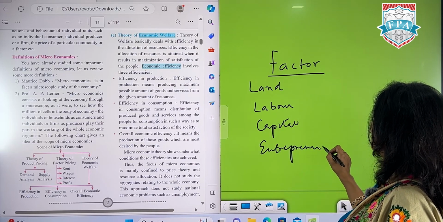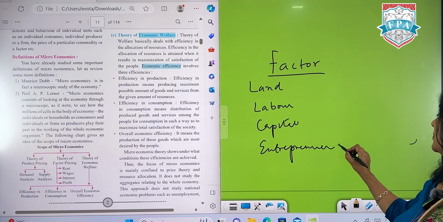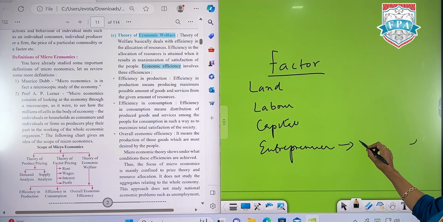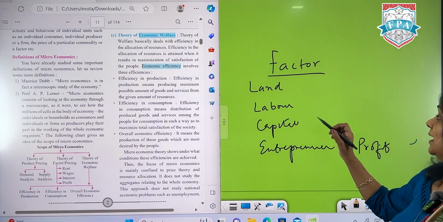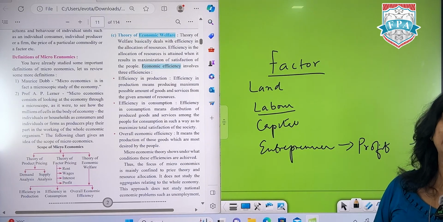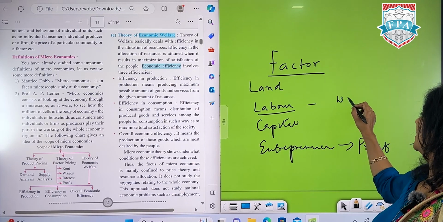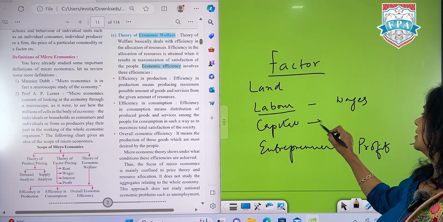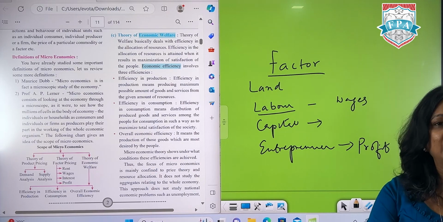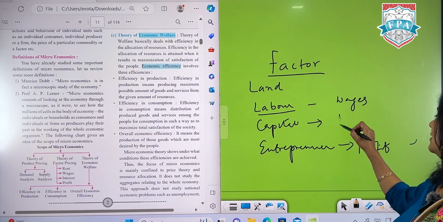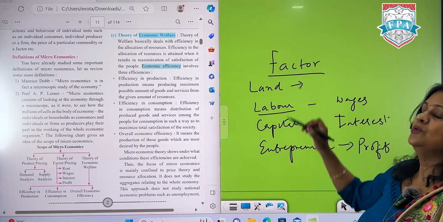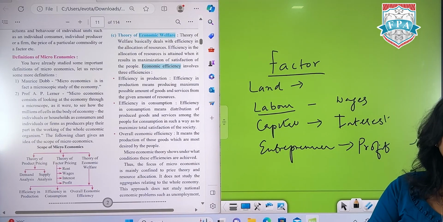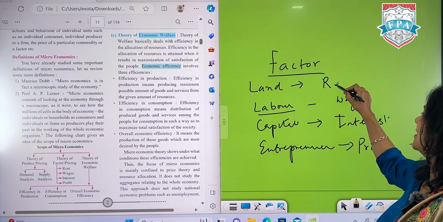Now guys, what is an entrepreneur looking for? The entrepreneur is looking out for profit. What is a laborer looking for when he works for you? He's looking out for wages. When somebody puts in his money, what is that person looking out for? Interest. And when you are taking the land for the purpose of doing your production, you will have to pay rent.